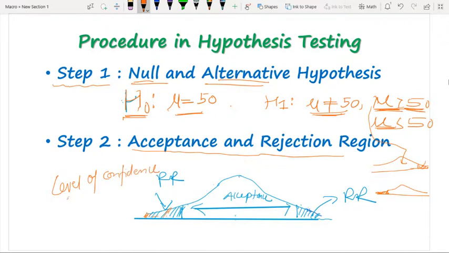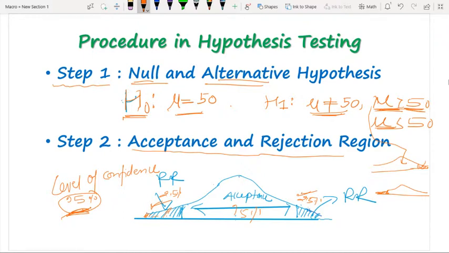So, for example, if we want to maintain a 95% confidence level, the rejection region is 5%, and in a two-sided test the rejection region is 2.5% on the left and 2.5% on the right, and the middle one is 95%. So if the level of confidence is chosen to be 99%, the rejection region is 1%, 0.5% on the left and 0.5% on the right.